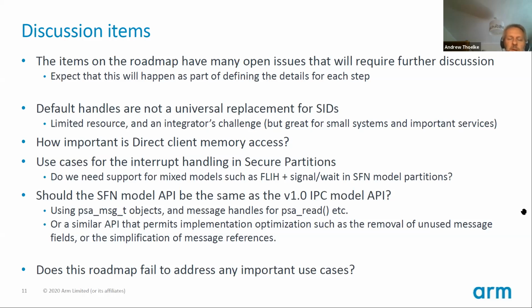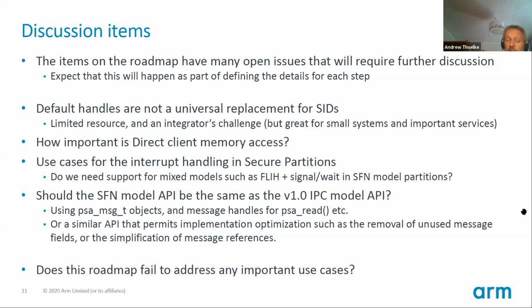Some comments were just about things that are worth bearing in mind. The default handles can't be a universal replacement for the service IDs because they are a limited resource, and they're a challenge for integration if you've got services coming from lots of places. Just a question mark, do we really need direct client memory access? We would like to at least collect use cases for interrupt handling in secure partitions, because there are some mixed modes which it would be worth knowing whether we need to support.